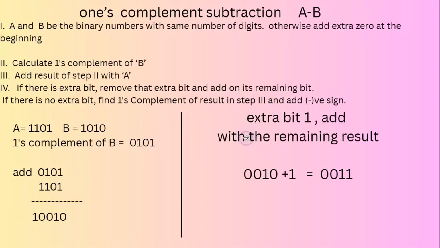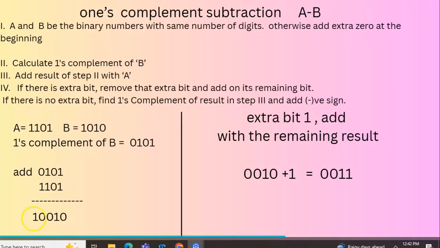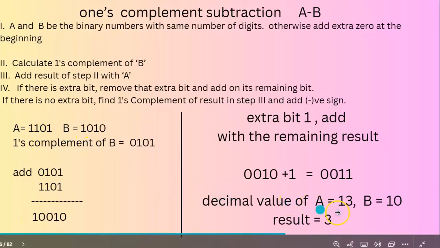So you go to this place, the extra bit 1 is there, so you add it to the remaining result. That means the extra bit should be added to the least significant bit of this result. So you add here, and you get the result 0011. The decimal value of binary number A is 13. The decimal value of binary number B is 10. The decimal value of the result is 3. That is, 13 minus 10 is equal to 3.